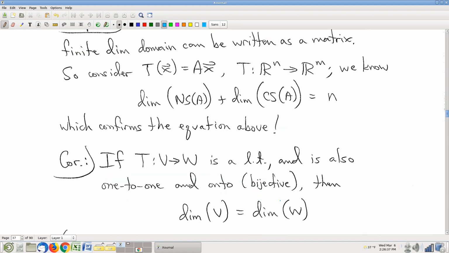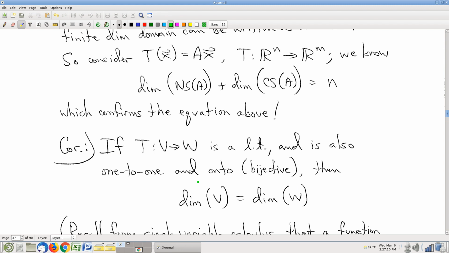We've got a theorem here that says if you have a linear transformation from V to W, if it is bijective, then the domain and the target have the same dimension. And that's pretty surprising, right? Because again, these are different vector spaces, and why would they have to have anything to do with each other? Okay, it turns out this is actually an easy one to prove.